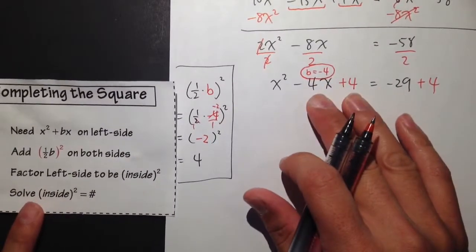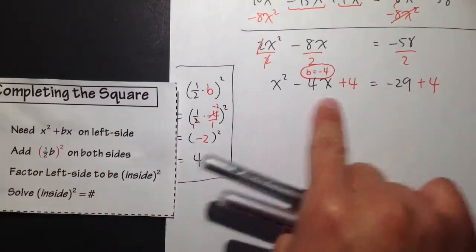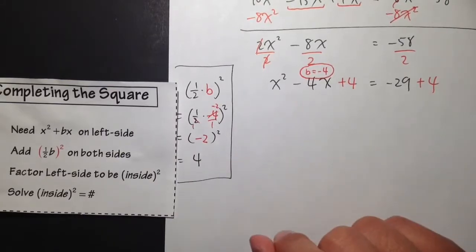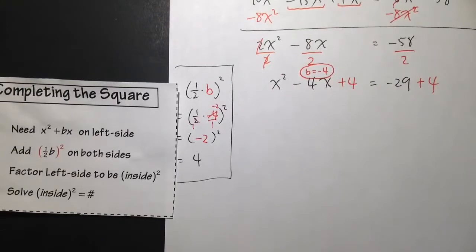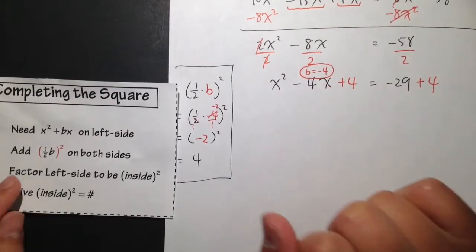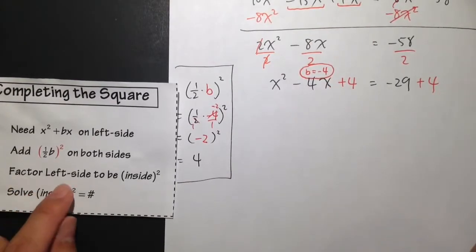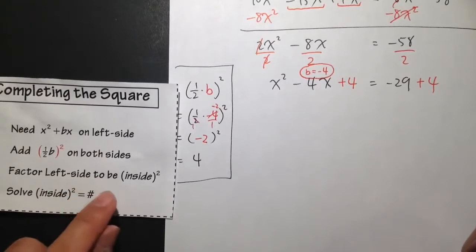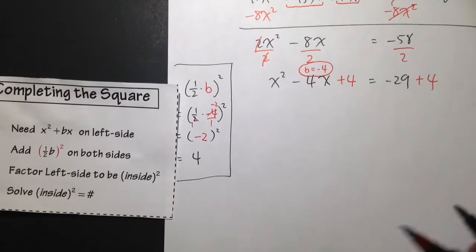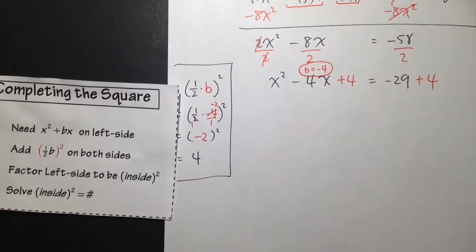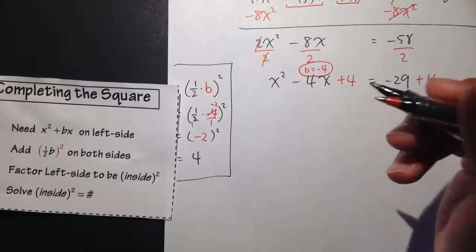So after I add the 4, the left hand side, this part right here, it's always going to be factorable. If it's not, then we did something wrong. So the next step is we are going to factor the left hand side. And even better, it's always going to be something inside to the second power. We can always check, but you can also trust yourself, okay, if you did all the steps correctly. But it's always good to check.